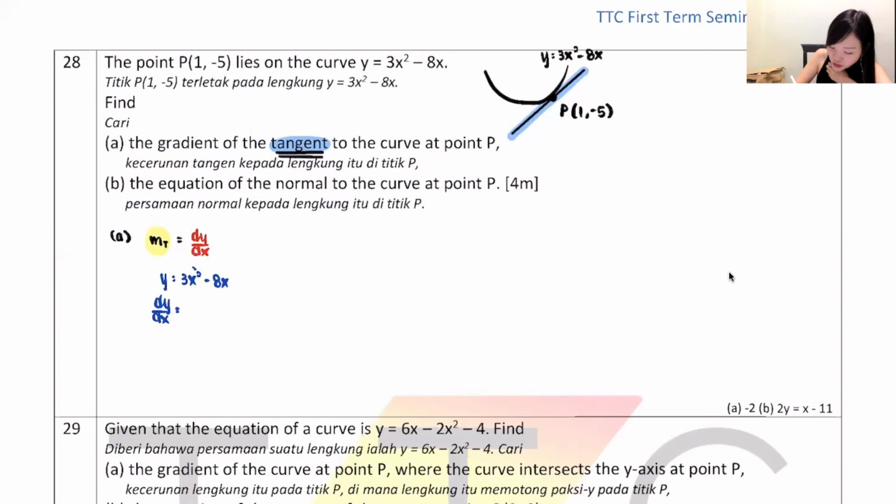Times and minus 1, okay? 2 times 3, 6. Power minus 1, 1. 1 no need to write. 1 times negative 8, negative 8. Power minus 1, no more x. So yep, this is my dy dx.